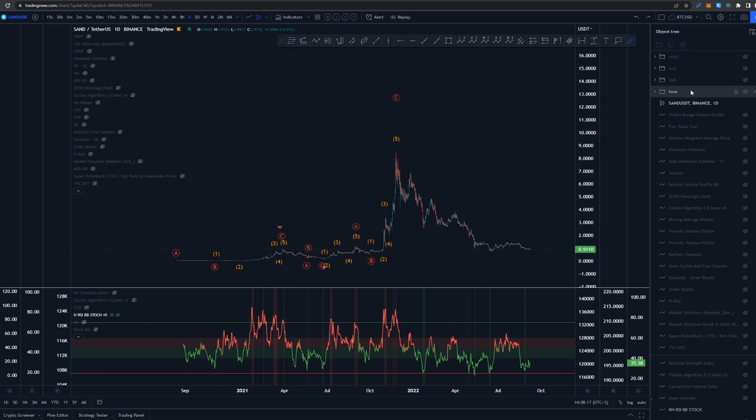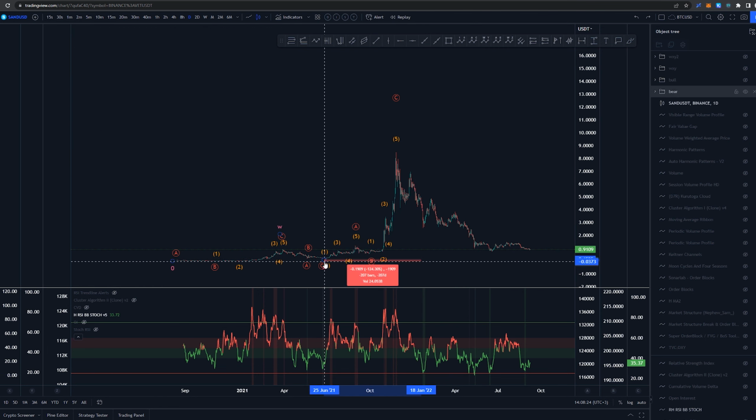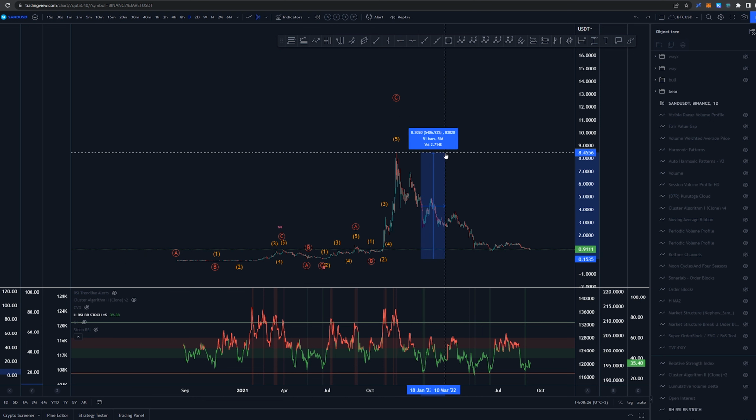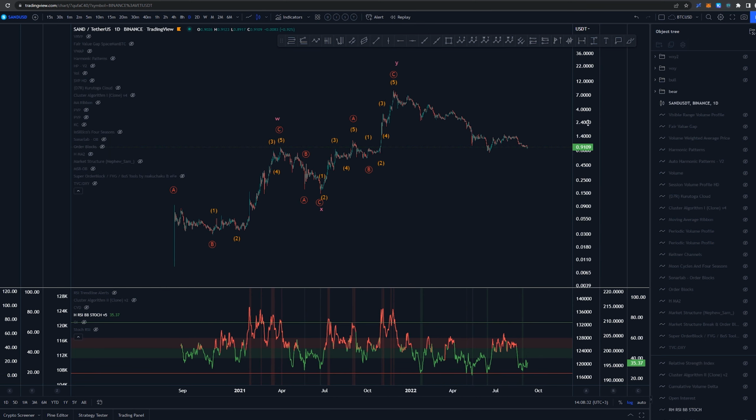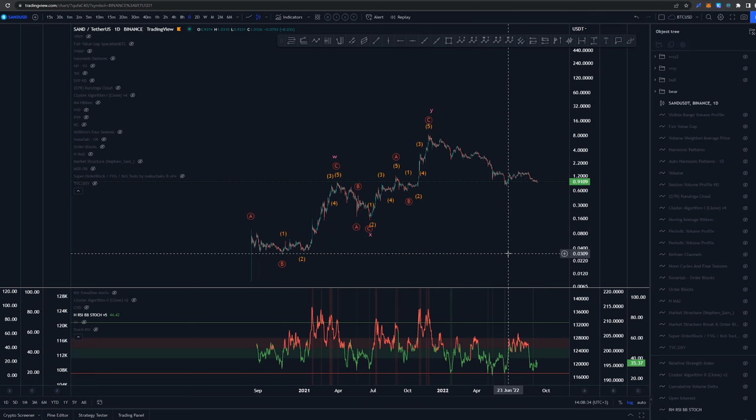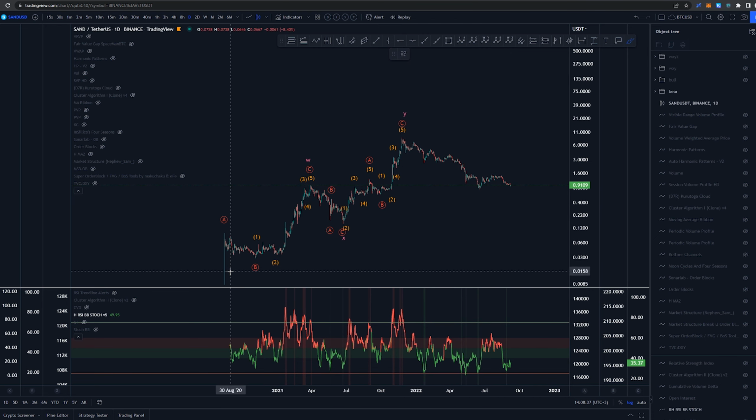based on this count. This is the reason why I don't prefer this count. Again, if we are looking at around the bottom here of that wave X into the end of wave Y, that would be around 5400% gain. So that just doesn't make too much sense to me, growing this much in a WXY.